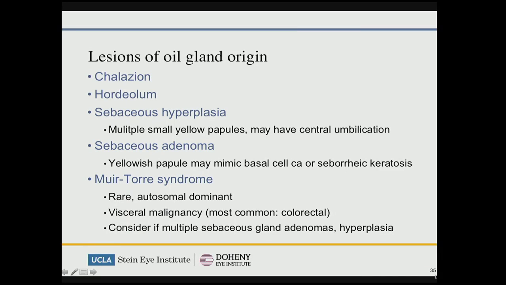Just something to keep in mind in patients with sebaceous adenomas is Muir-Torre syndrome, which is a rare autosomal dominant condition that consists of a visceral malignancy, most commonly colorectal, as well as sebaceous adenomas. It's just something to consider if you see a patient with multiple sebaceous gland adenomas.